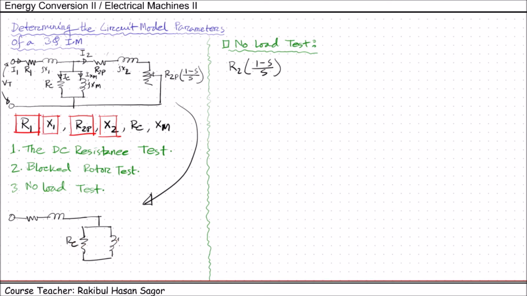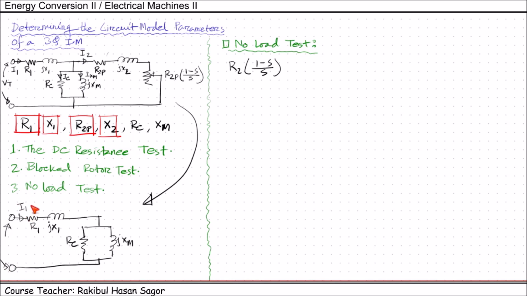This is RC, JXM, R1, JX1, and that's all. We are ignoring this part because this side is open, so no need to draw the remaining part. Now under no load condition, as this portion has very high resistance, what will happen? A very small amount of current will be flowing in the rotor side. So even though we apply the rated voltage, the current will be very low.